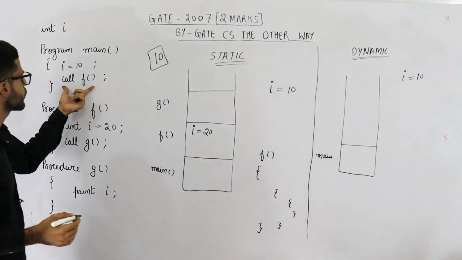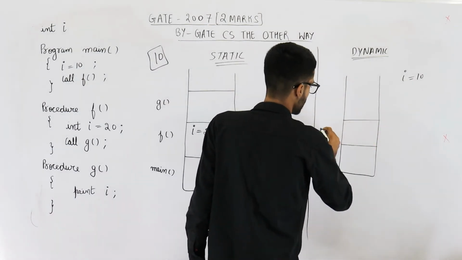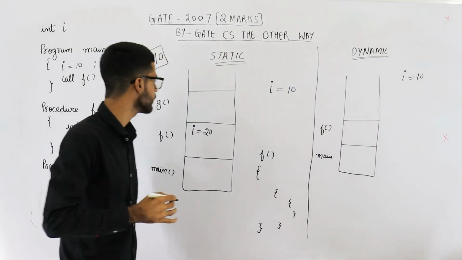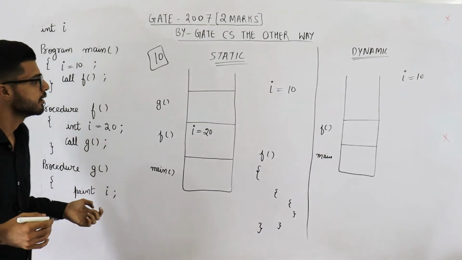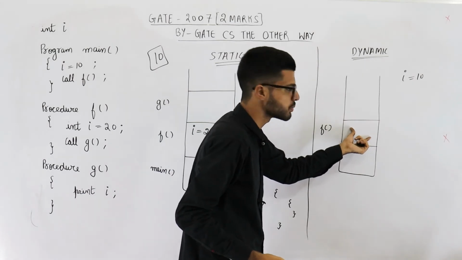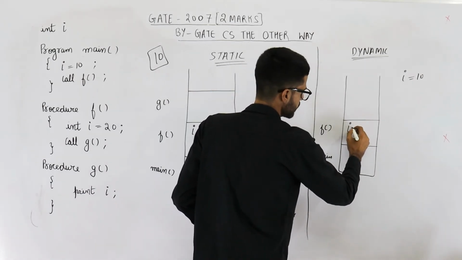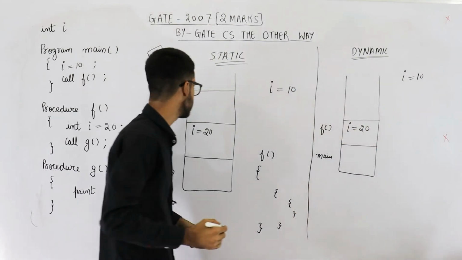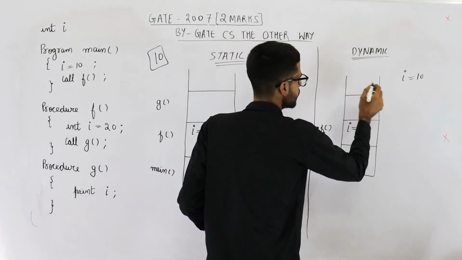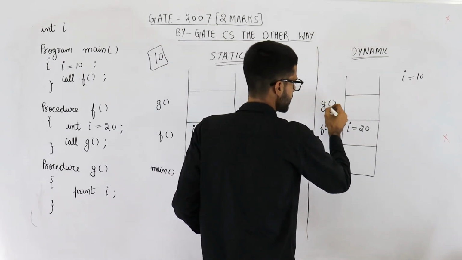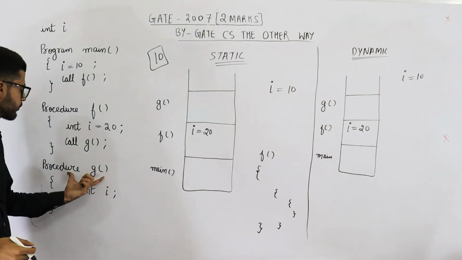Now next line is calling a function. Calling a function means push activation record of the new function. Then first line in the new function says int I is equal to 20. So variable is being declared. Declare it in the activation record of that function like this. Okay. Then next line is call g. Call g means a new function is called that has this name g. So push its activation record and go to that function.